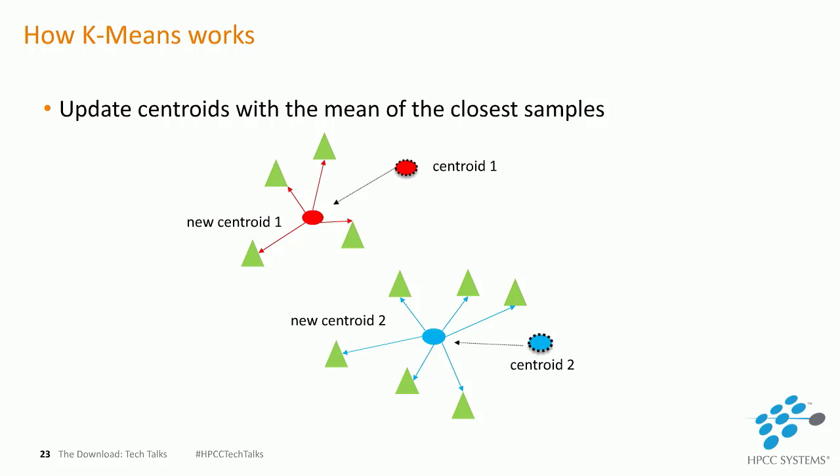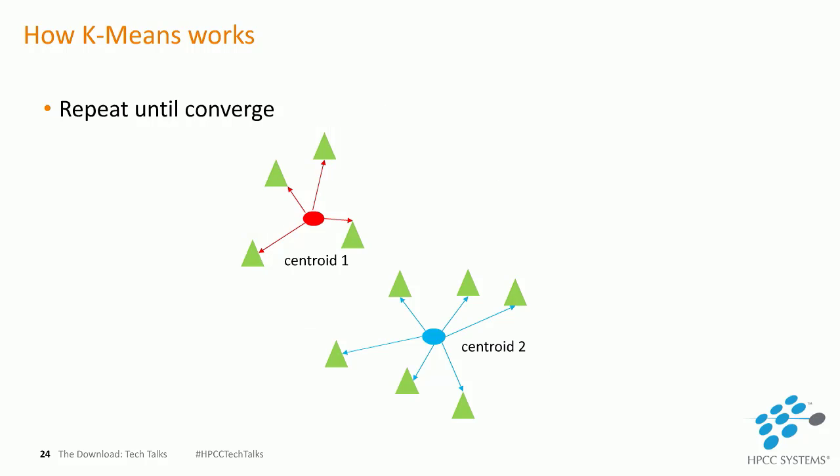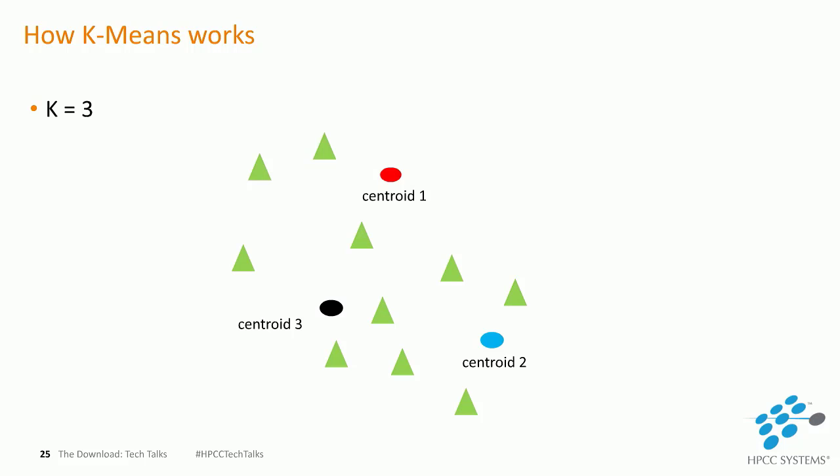We can repeat the last 2 steps until KMeans converges. In our simple example here, KMeans only needs 1 iteration. It already converged here. But what if we have K equal to 3 on the same samples? When KMeans has a different K, or number of centroids, it has different results.